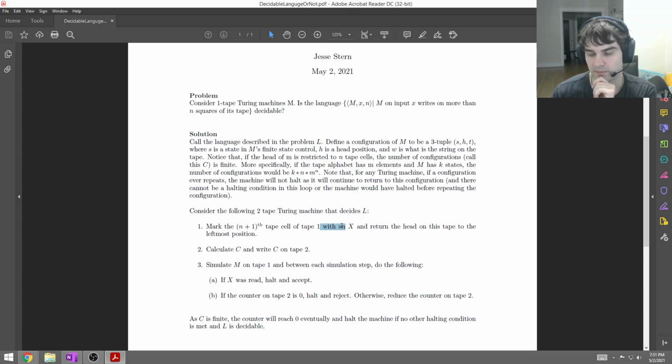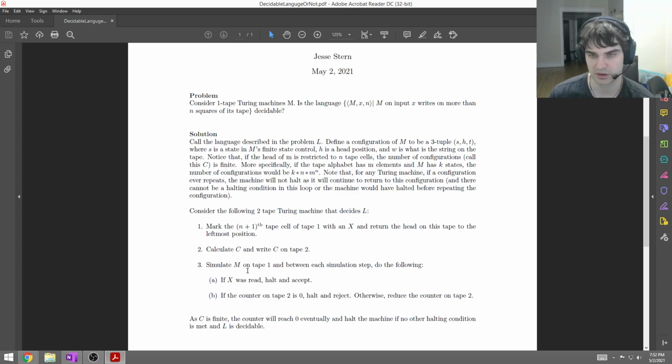Right, so I marked the n+1th tape cell and return the head on the first tape to the leftmost position. Then I calculate C, the number of configurations, and write C on tape 2. So what I really should have said is calculate, I'm calculating this C specifically. I'm calculating a C, assuming that I'm restricted to the first n tape cells. So I actually should have been a little more explicit here, saying calculate C with the number of tape cells restricted to n, and write C on tape 2. Keeping a counter is fairly standard from class.